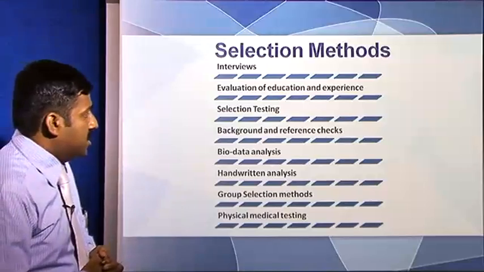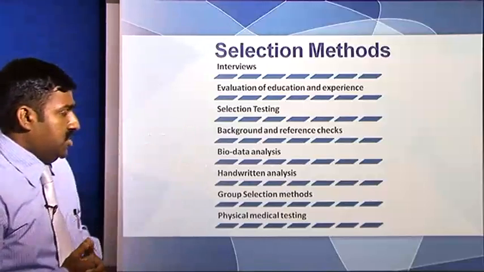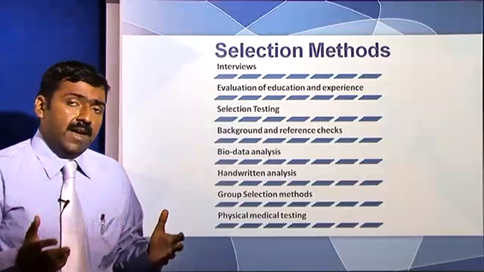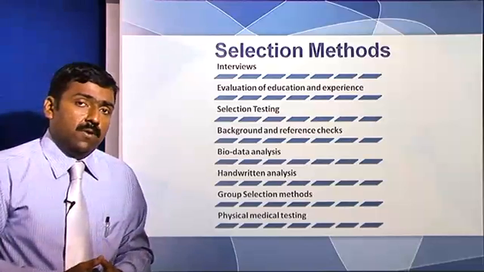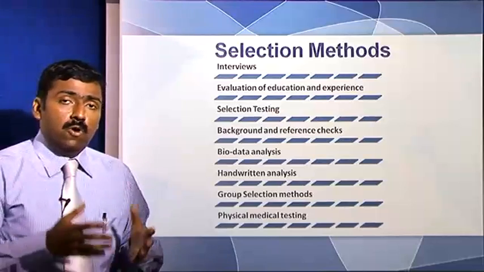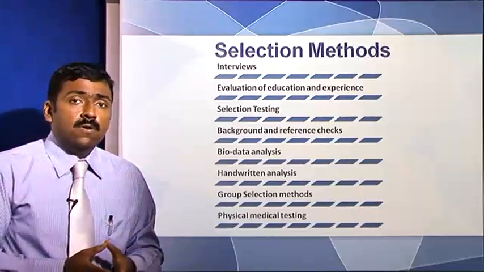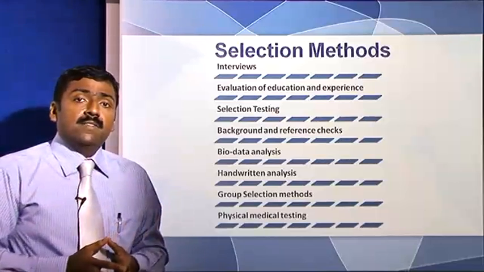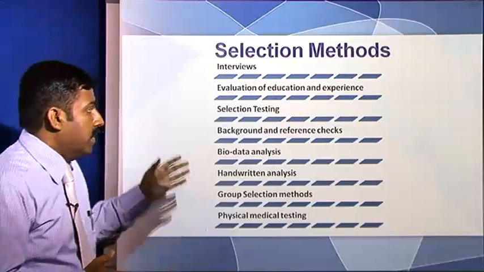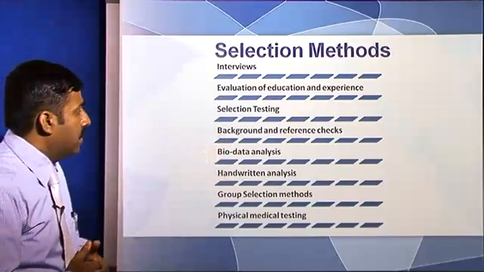Now, selection testing, background and reference checks. You have 2 ideal candidates. Say for example, you need to hire a cashier. So you obviously need to do a reference check because of the integrity and the seriousness of the job involved. So that is also a type of selection test.